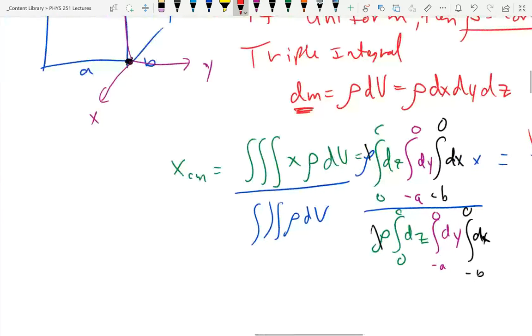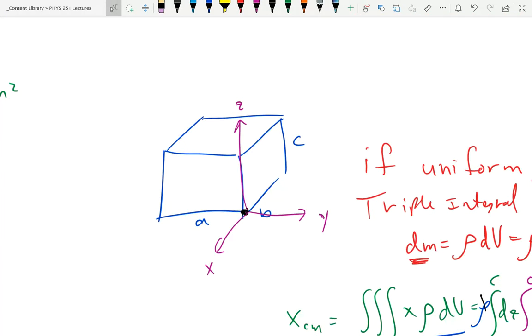So what we have is minus b over 2. Now if we come back and look at our picture, that means it's somewhere on that plane. That's where the x center of mass is. Now we need to do that for the others. And if we did the y center of mass, based on what we just did, what would we get? About halfway between A and B. And if we did the z center of mass, halfway through C.